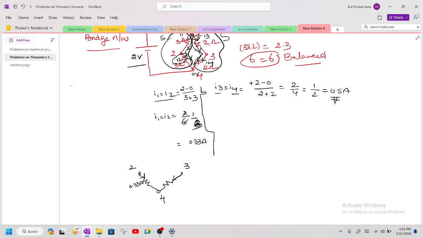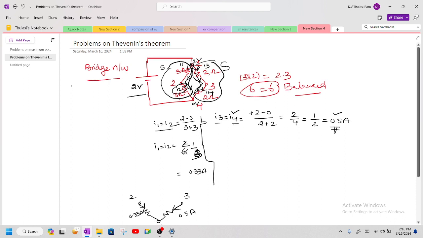The current in this branch is nothing but I4. What is the magnitude of I4? We have obtained 0.5 amps. Okay, so when you are solving here, we need to find out two parameters.